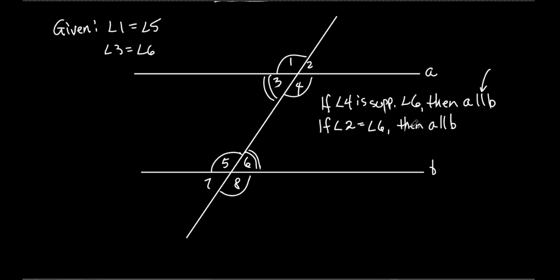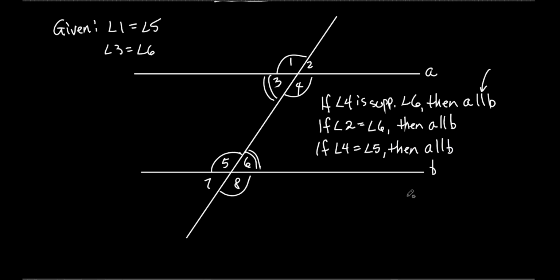So this is the consecutive interior. This is the corresponding. Let's do one for alternate interior. Give me the set of alternate interior that we haven't talked about today. 4 and 5, yeah. So if angle 4 equals angle 5, oops, my pen wouldn't write. Let's try this again. Angle 5, then what do you think? A must be parallel to B.